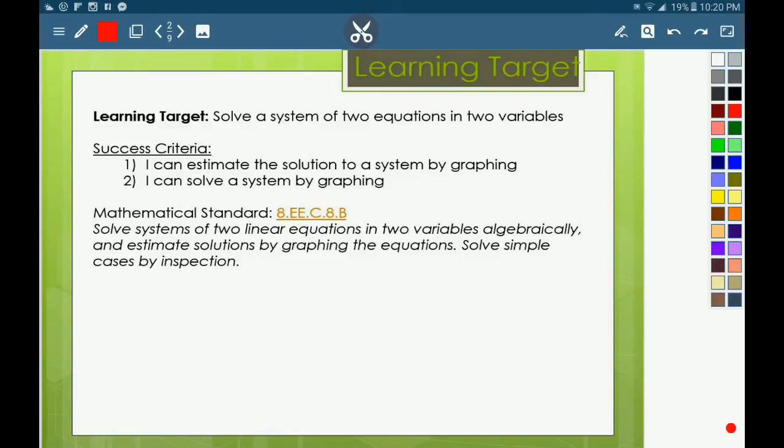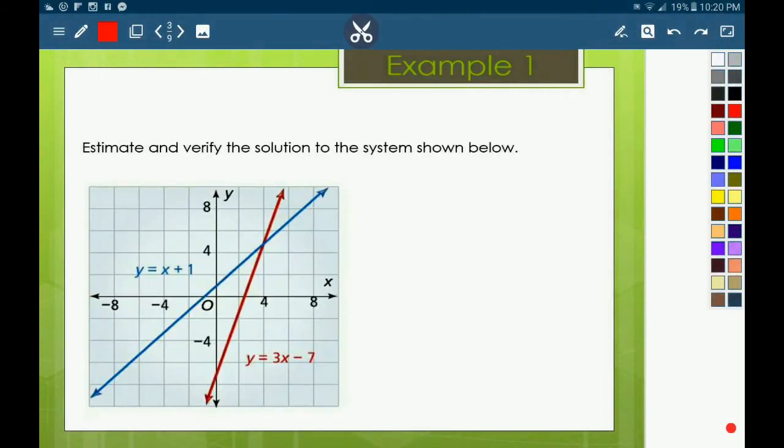Our success criteria: we're going to need to estimate the solution to a system by graphing. So we're going to use skills of being able to read the coordinate plane. Sometimes we may have to guess at where the point is intersecting and then verify it using how we checked solutions back in lesson 2. And then secondly, we're going to be able to solve just by graphing the system. So let's take a look at the first example.